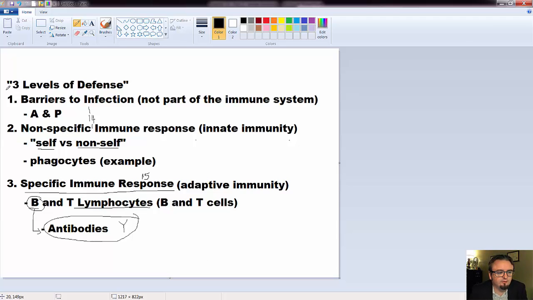So anyway, that's your three levels. I wanted to give you an overview here of what these look like. It starts with a barrier to infection, trying to keep things out. It gets into a non-specific response where the body's responding in very general terms, self versus non-self. And then anything that makes it past that will ultimately get into the third line, where we have specific cells that are going to trigger specific types of responses.